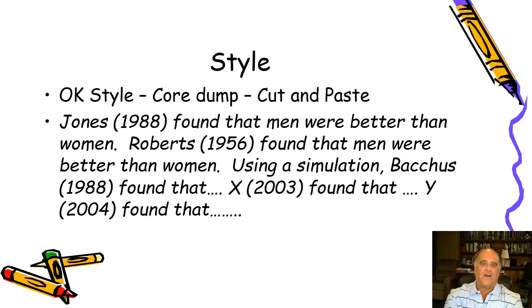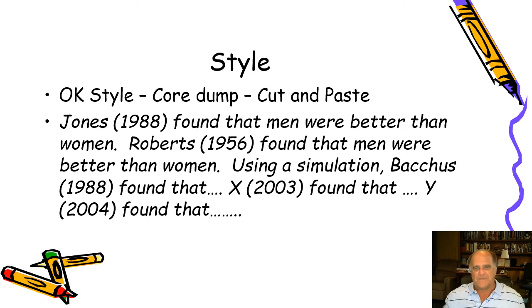People in the field often call it the core dump style because you're just dumping everything you know. Or sometimes they call it the cut and paste style. That's probably a more recent definition of it, cut and paste. But in this style, you just take your articles and you just list them one after another, what they found. For example, you could take that literature review document you finished in week 2 and just cut and paste portions of it into a big literature review.